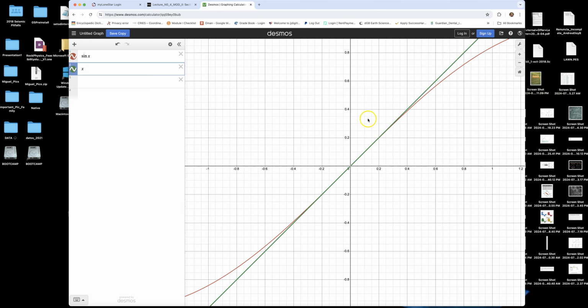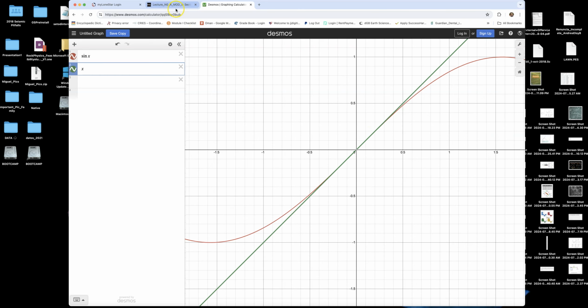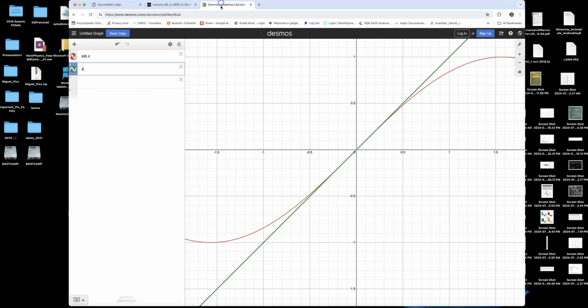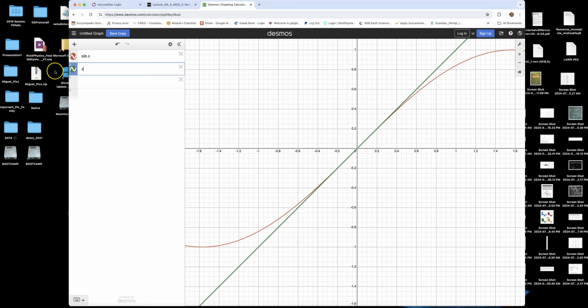So what this limit is telling you is that around 0, very close to 0, the sine function behaves like the monomial x. That's what this is telling you. So that's why I'm showing you this. One of the questions that you're going to find in your D2L is a discussion that I put about this.